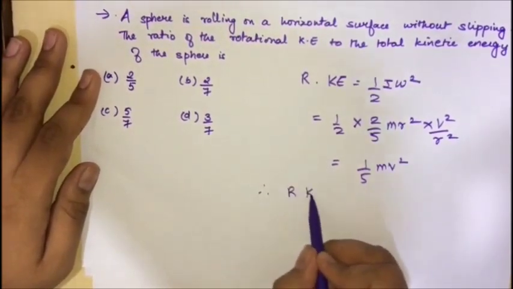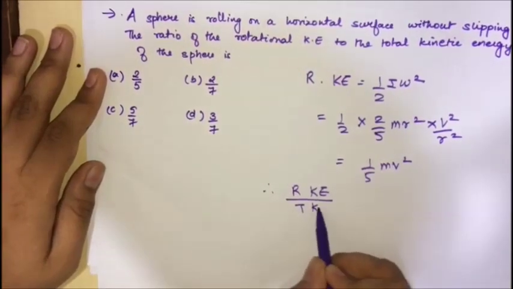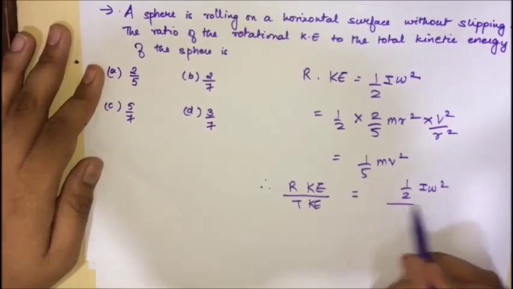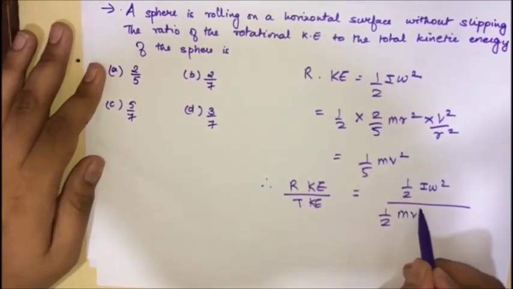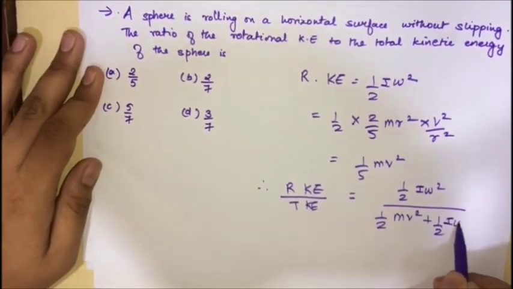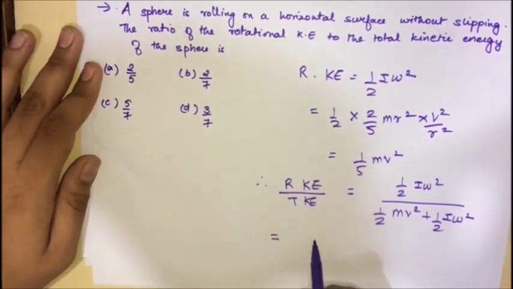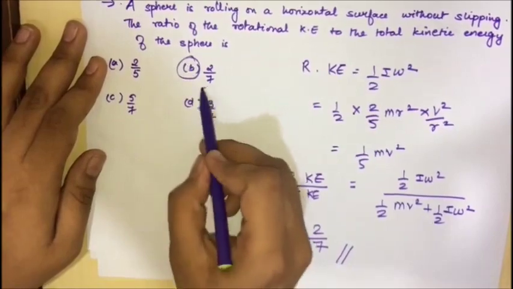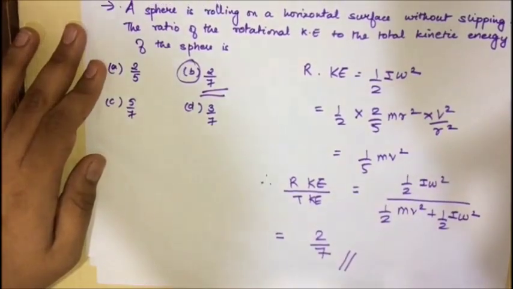Therefore, rotational kinetic energy upon total kinetic energy is given by half I omega square upon half mv square plus half I omega square, which is equal to 2 by 7. So option B, 2 by 7, is the correct answer.